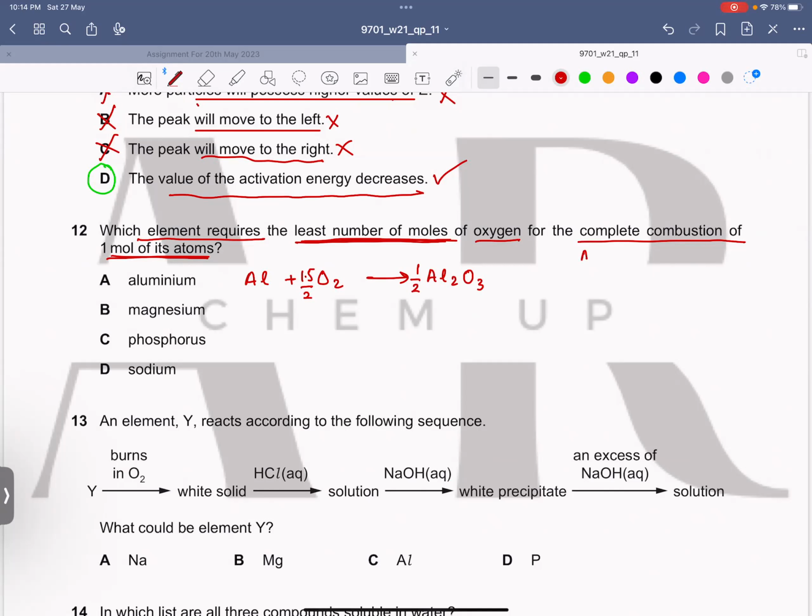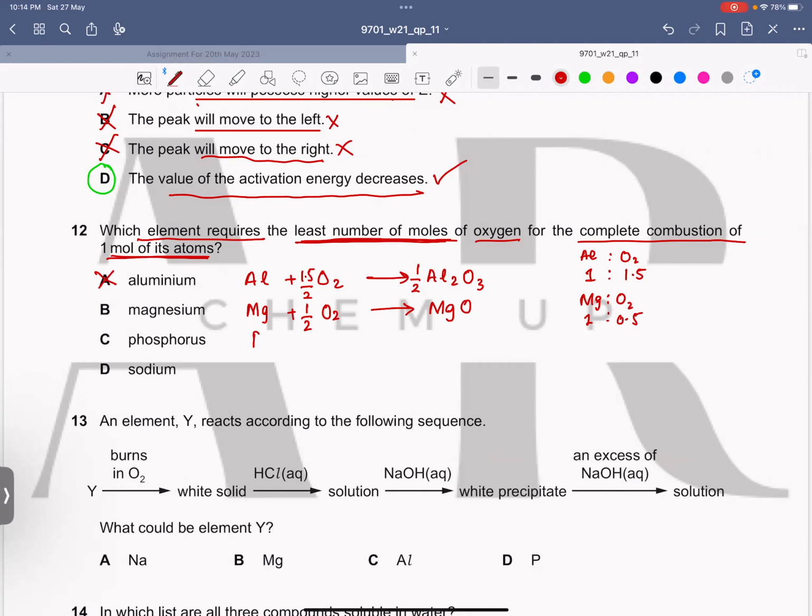So in this case, I can say that with 1 mole of aluminium, I need 1.5 moles of oxygen. Now in the second case, there is magnesium. When magnesium reacts with oxygen, what will we get? MgO. If I balance the equation, I have to put half before O2, which means that for 1 mole of magnesium, I need half a mole of oxygen, or you can say 0.5 moles of oxygen, right? So magnesium needs fewer moles as compared to aluminium. So option A goes wrong.